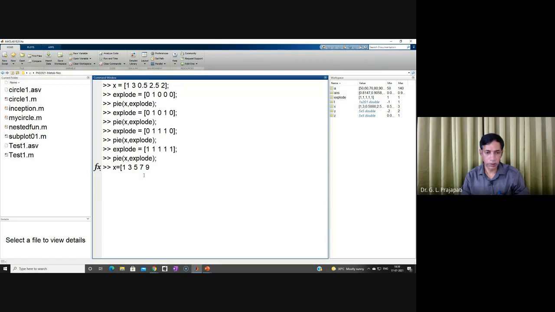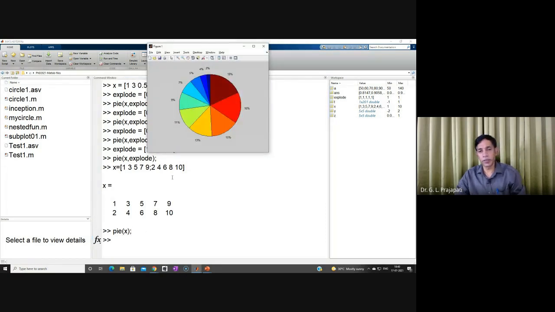Then you can go for the next row, like 2, then 4, and say for example 6, then 8, then 10. So this is the vector you are getting. Now, I am skipping the explode here for the time being. You can see the answer.